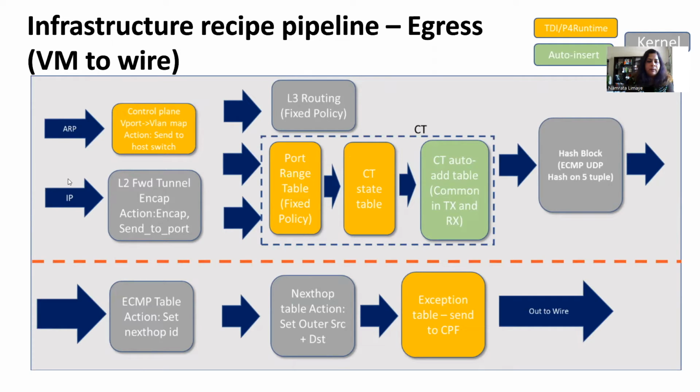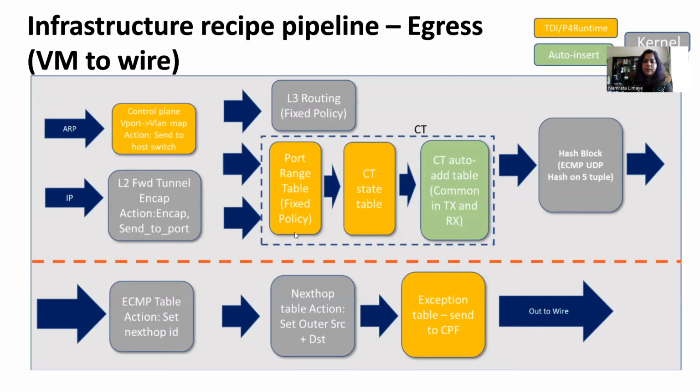And also, if there's an IP packet coming in, since this is the TX direction, this packet will need to be encapped. So there's this L2 forward tunnel table, which encaps the packet and determines the port to send out to. Next, the packet will go through this pipeline into the L3 routing table, which is a fixed policy. Here it determines the next hop or goes into the hash block for ECMP, where the ECMP table determines the next hop in that case.